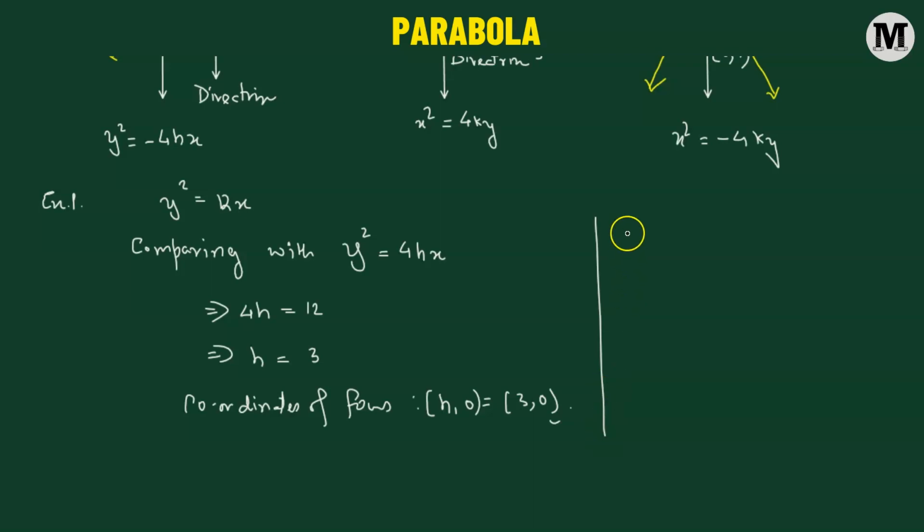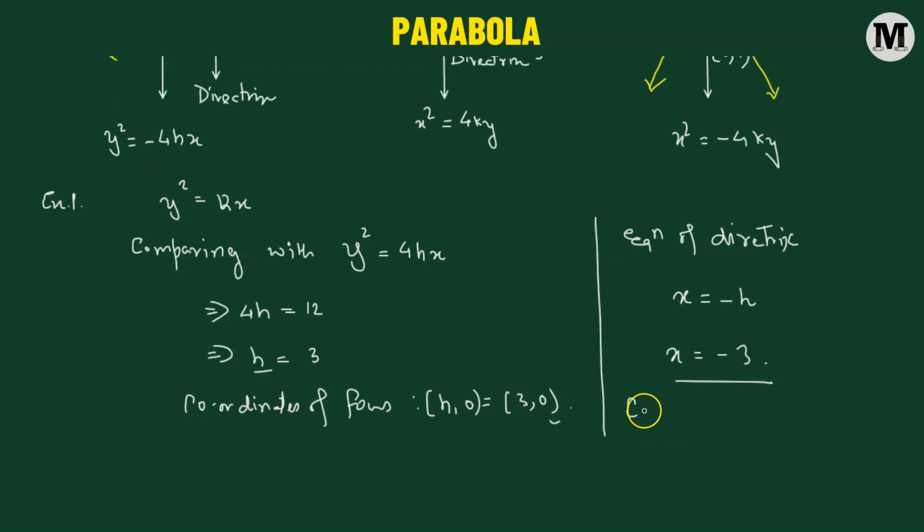Now what about the equation of the directrix? We can also define the equation of the directrix once we have the value of h. The equation of the directrix for this right-facing parabola will be given by x equals negative h. So that means x must equal negative 3, and this is going to be the equation of the directrix of the parabola with equation y squared equals 12x.